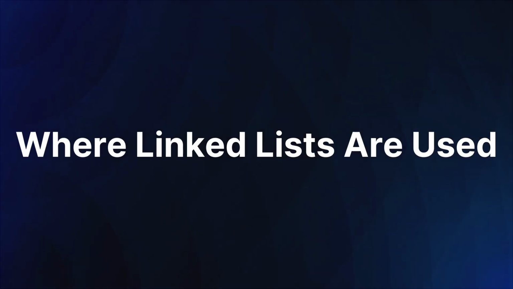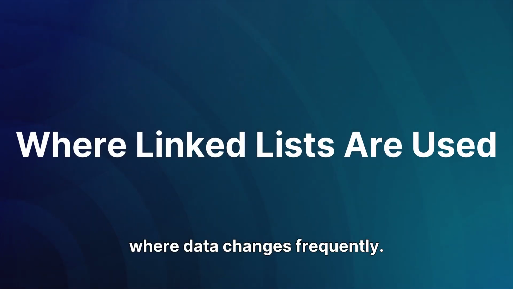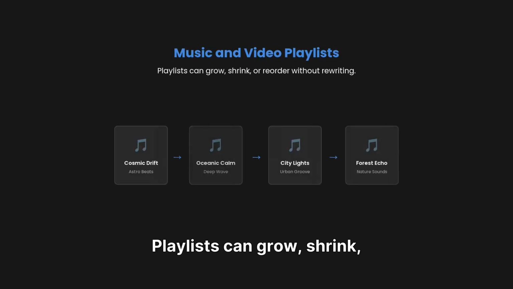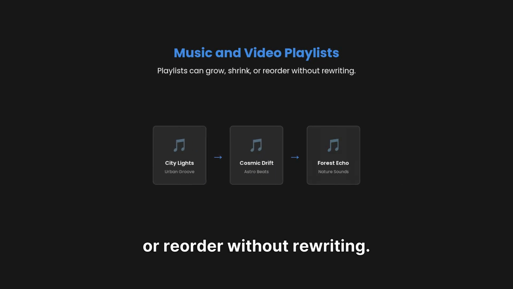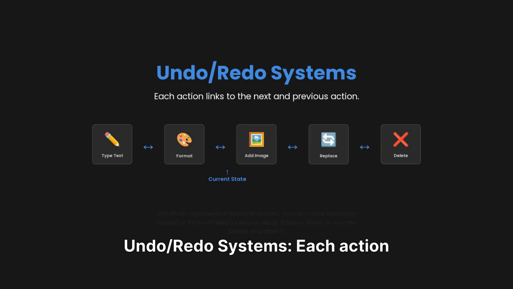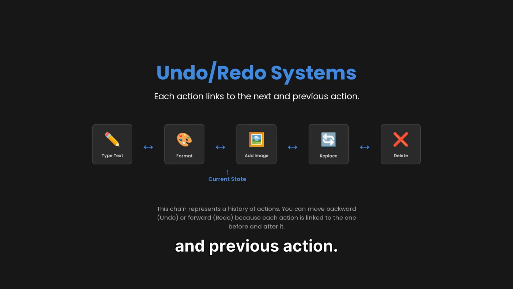Where linked lists are used. Linked lists are used where data changes frequently. Music and video playlists. Playlists can grow, shrink, or reorder without rewriting. Undo/redo systems. Each action links to the next and previous action.